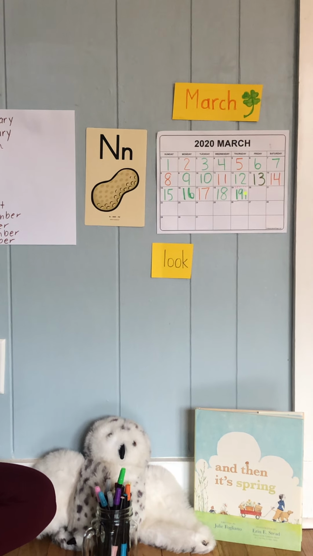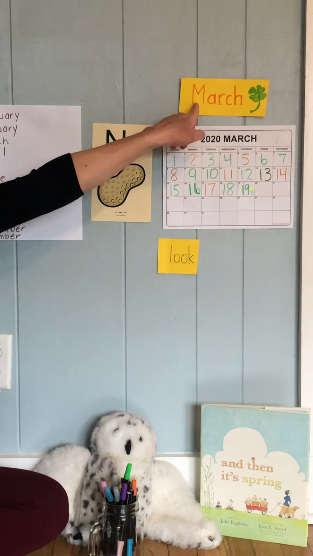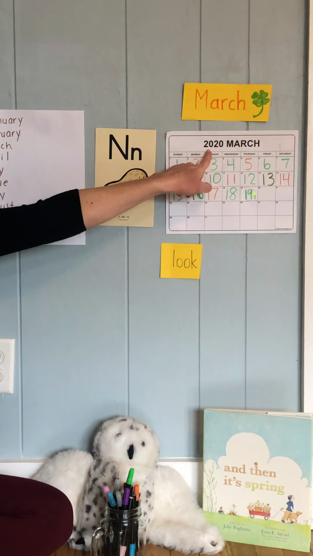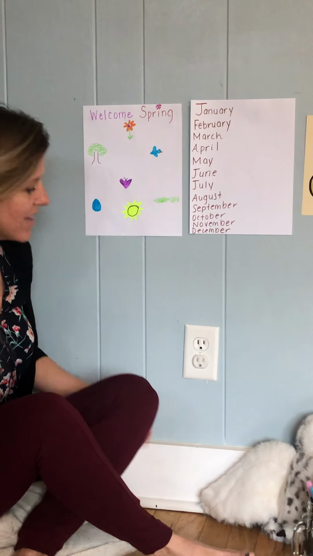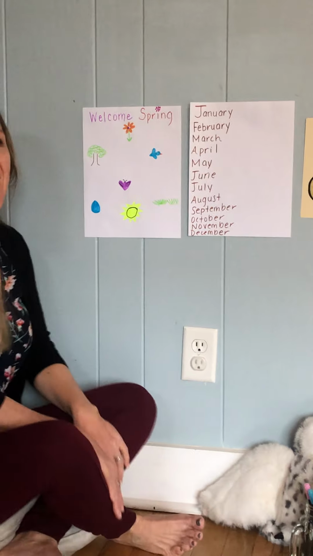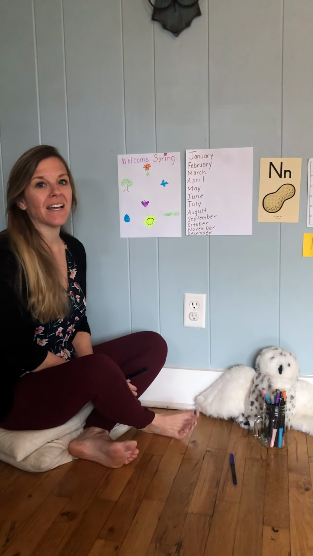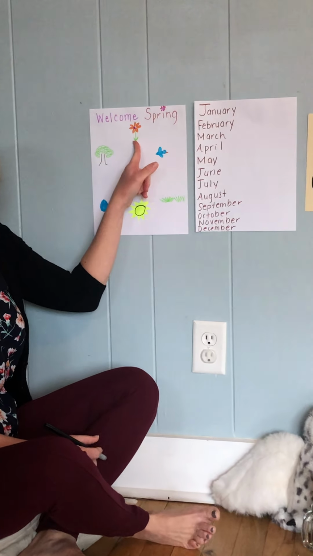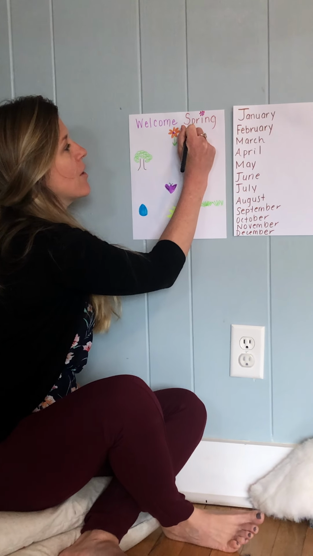So when we say the date, we would say today is Thursday, March 19th, 2020. And it's also the first day of spring. So we can say welcome spring today. So I thought we could talk a little bit about what we might see in spring. We might start to see some flowers. Going to add a little label.